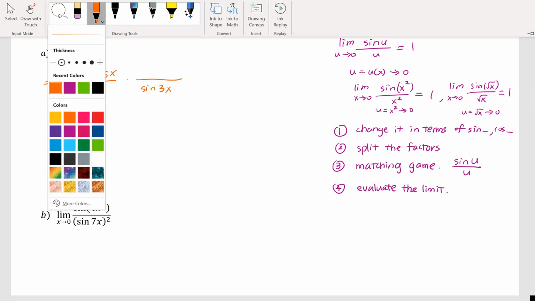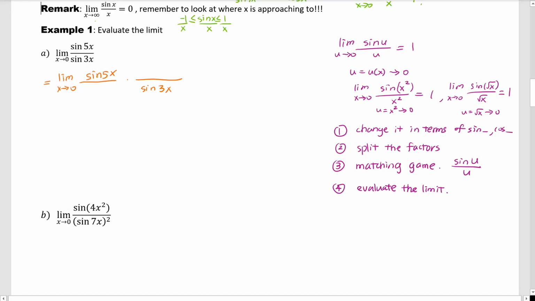Next, we're going to do the matching game. Let me use a different color. So here, what do you want to match? Well, remember sine u, you want to match exactly u there. So you want to divide it by 5x. But you cannot just divide it by 5x. If you divide it by a number, you also need to multiply by that number so that the expression is not changed. It's still equal.